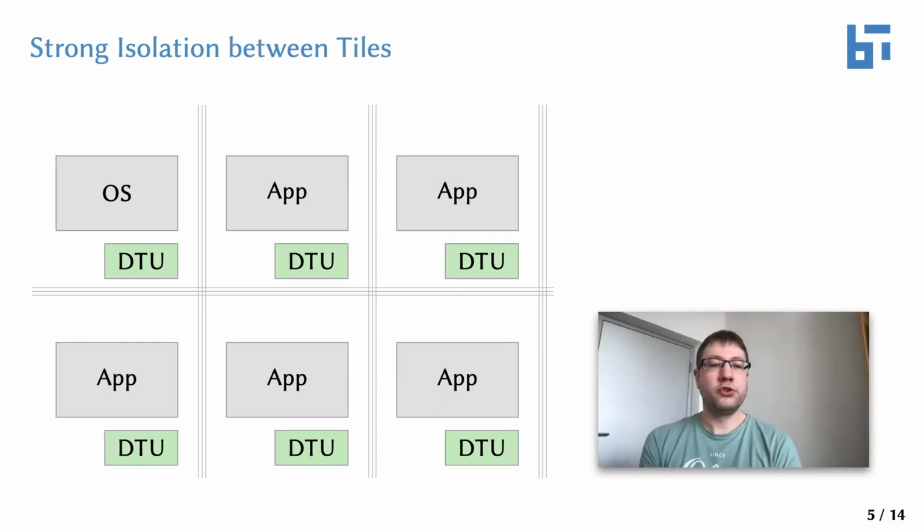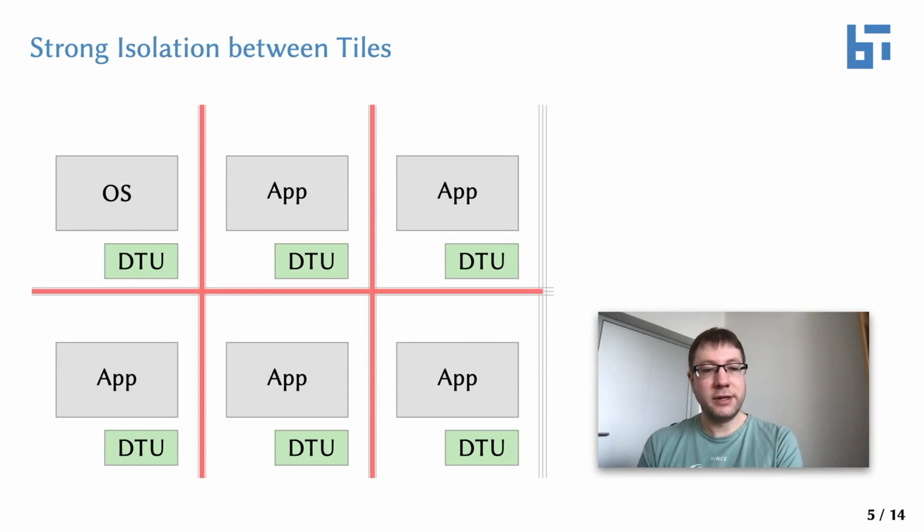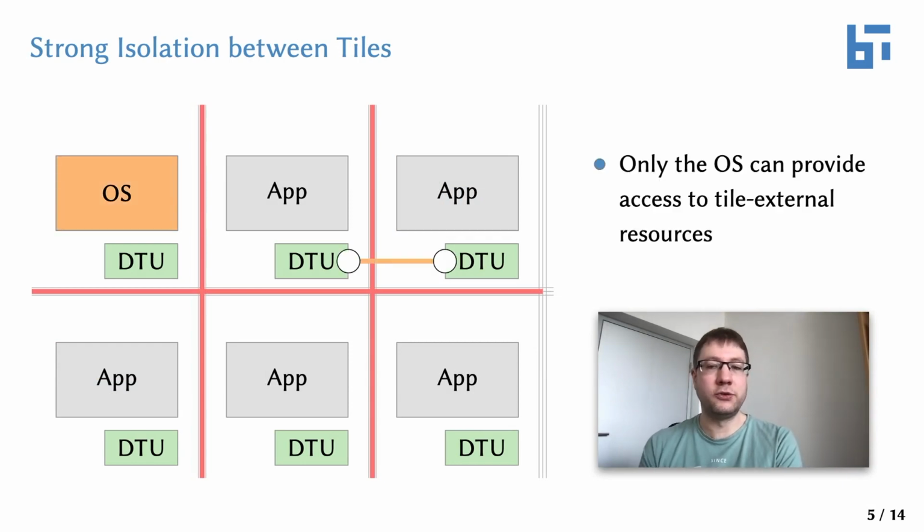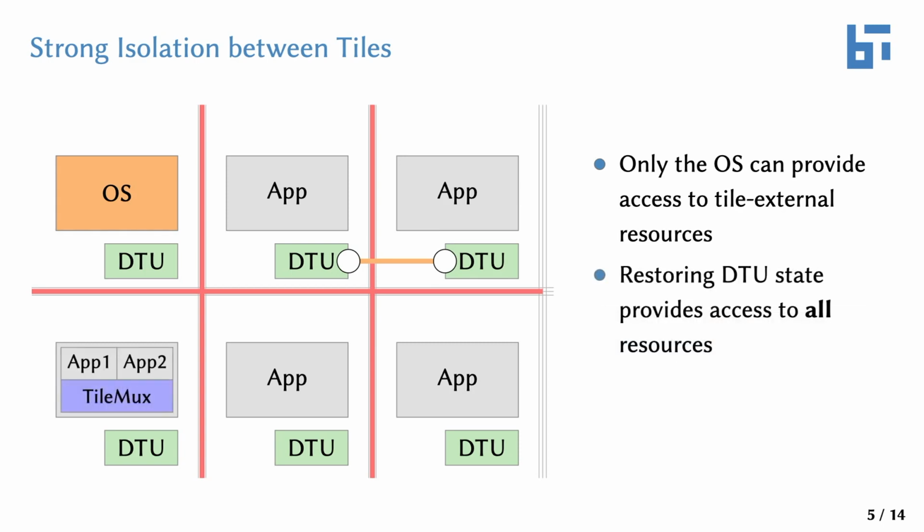And it's actually a bit more challenging because we also want to retain the strong isolation between tiles that has been enabled by M3. That means tiles should be isolated by default, and only the operating system tile should be able to give other tiles access to tile external resources, like establish message passing channels between tiles or give them access to memory. And this, for example, allows us to integrate untrusted components like accelerators or cores into the system and controlling their access to external resources. In M3, this was rather easy because there was just one application per core, but if we now want to run multiple applications per core, it gets a bit more complicated.